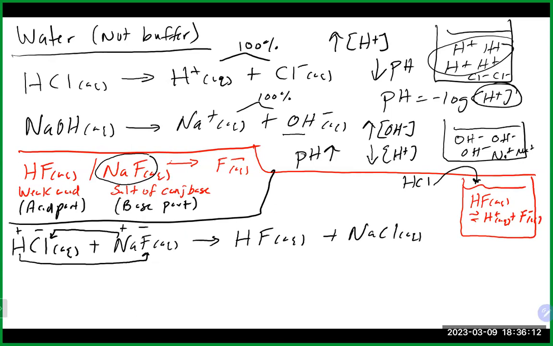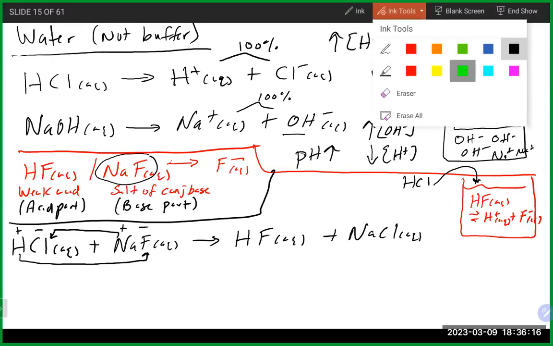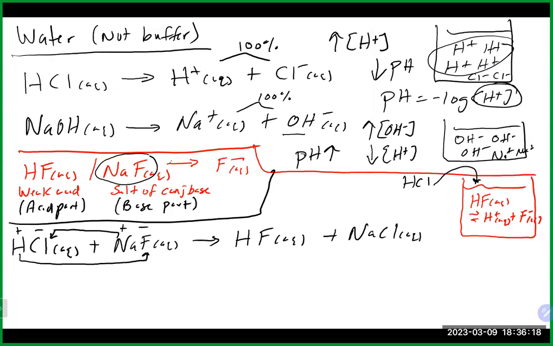So let's analyze what we just made here. We just made some more HF, right? So HF was part of the buffer solution to begin with, which means it's not going to affect the pH. And by the way, that is always what happens in a buffer reaction. You react one part of the buffer, but you always make the other part. So you kind of use up some of the buffer, but then make the other part of the buffer. And that is always what happens.